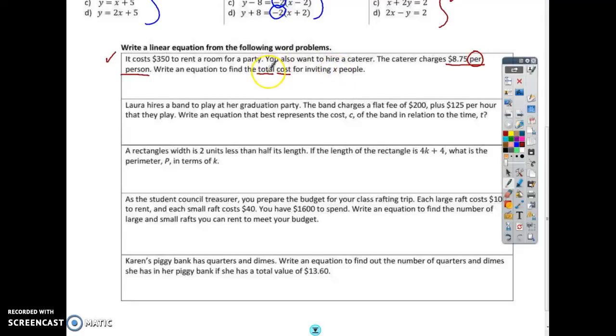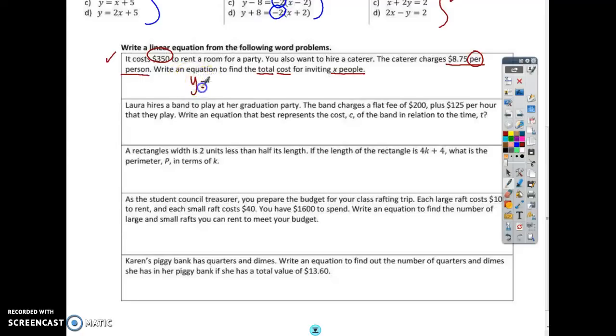Total means you're doing what? Adding. We're putting them all together, right? So we're going to add this plus the $8.75 per person. And you can use whatever letter you want. If you want to use P for persons or X for persons, that's fine. So, there it is, X people. So what's my equation?